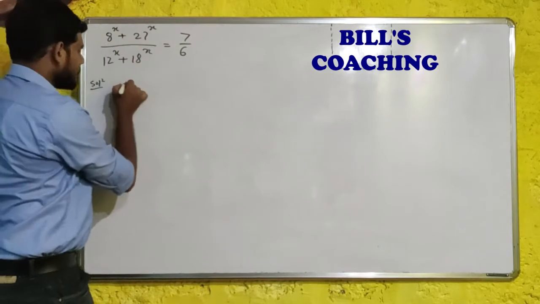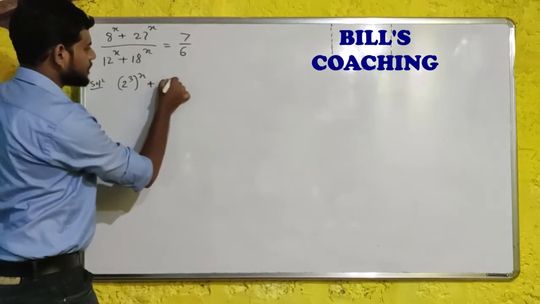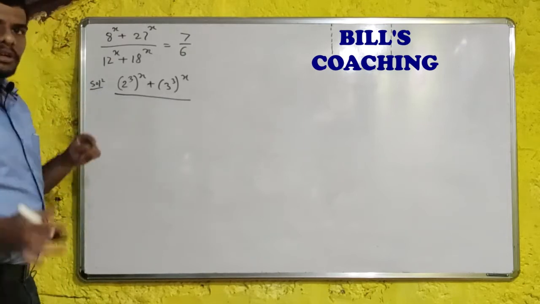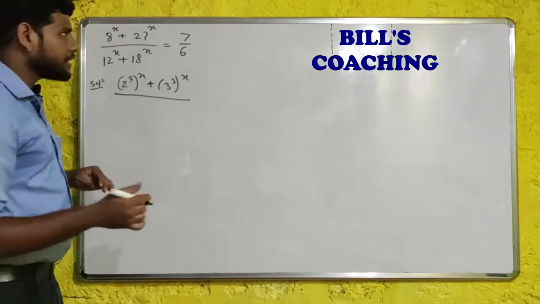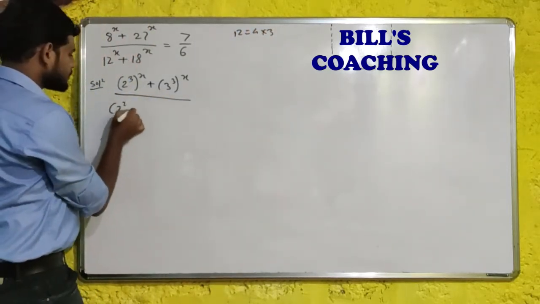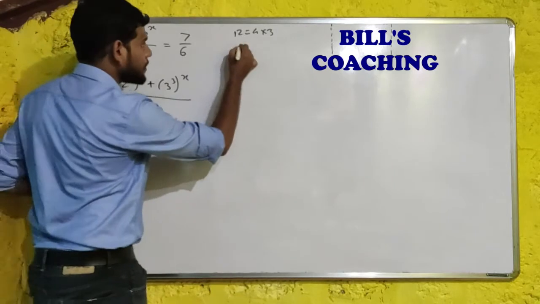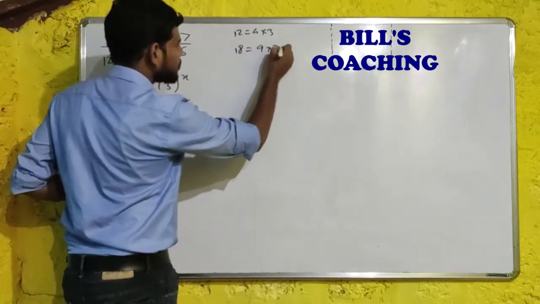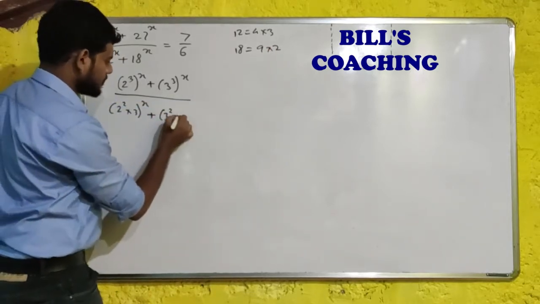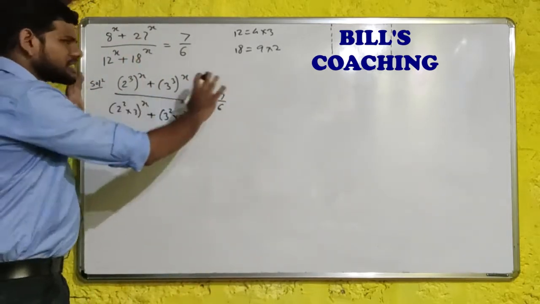Now this 8 can be written as 2 cube x, right? 27 can be written as 3 cube x, correct? Now this 12 can be written as 4 multiplied by 3, so this is 2 square into 3, so let me write as 2 square into 3 x, correct? Plus 18 can be written as 9 into 2, so 3 square into 2, so we'll write it 3 square multiplied by 2 x, which should be equal to 7 upon 6. Till this point it's very simple.